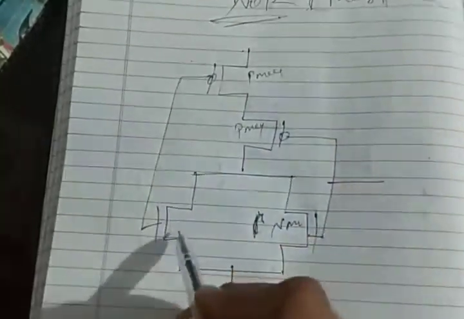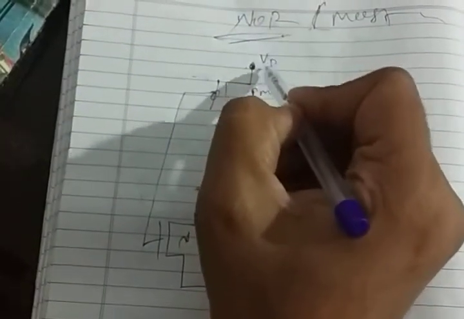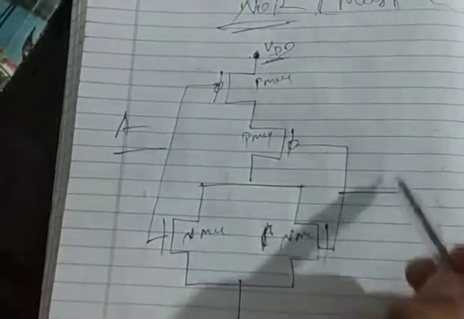The gate of one PMOS is connected with this NMOS, and this PMOS gate is connected with this NMOS, and this is VDD voltage. Okay, this is A, this is B.